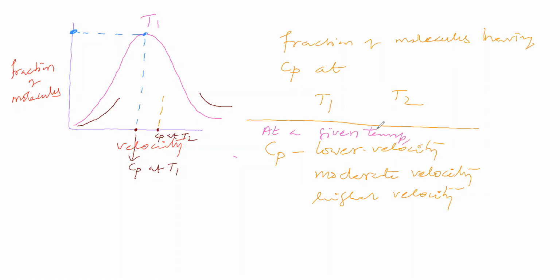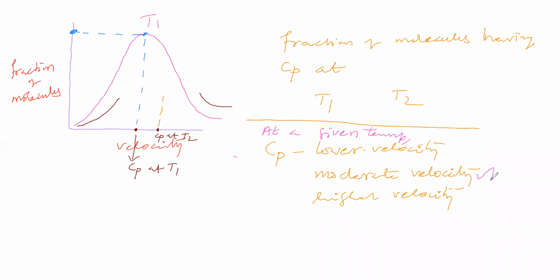Cp comes under which category? Cp is nothing but some velocity, the most probable velocity. You are saying moderate velocity. So Cp, you have an idea: if you take a gas, different molecules possess different velocities. The gas molecules are having different velocities.